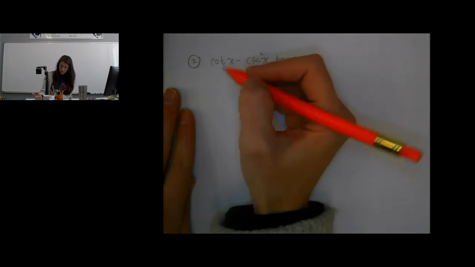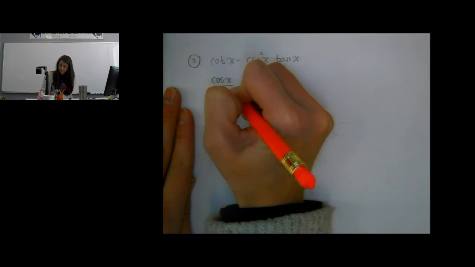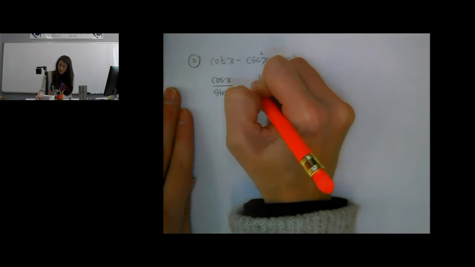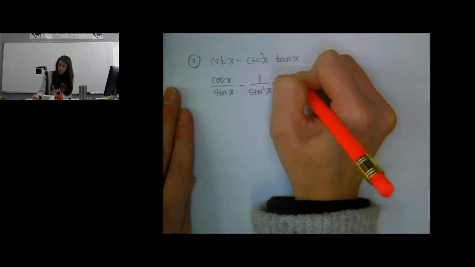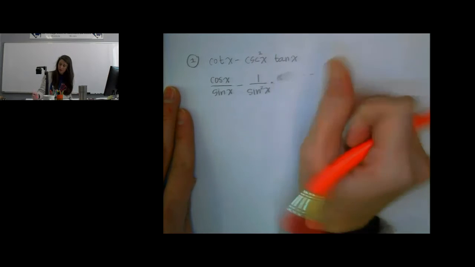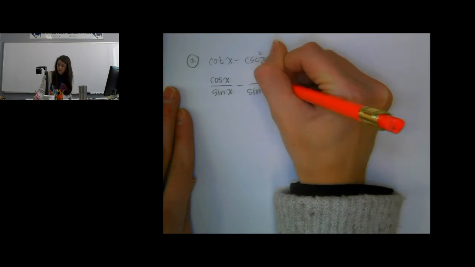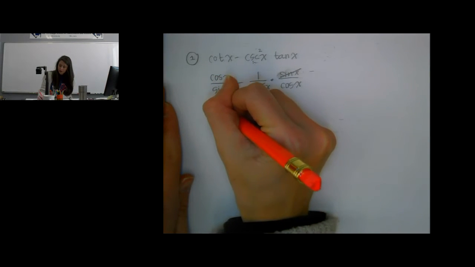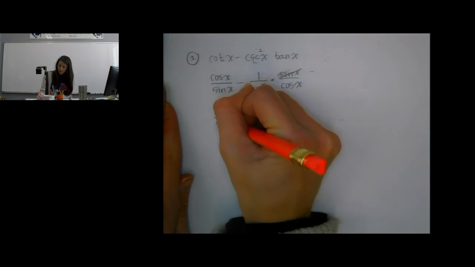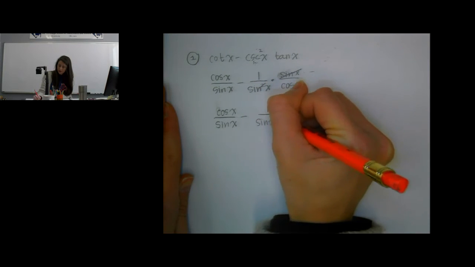Okay, so cotangent of x is cosine over sine. Cosecant squared is 1 over sine squared. Tangent is not cosine, it's sine over cosine. So this is multiplication, so what happens to one of those? So I'm going to be left with cosine of x over sine of x minus 1 over sine x cosine x.